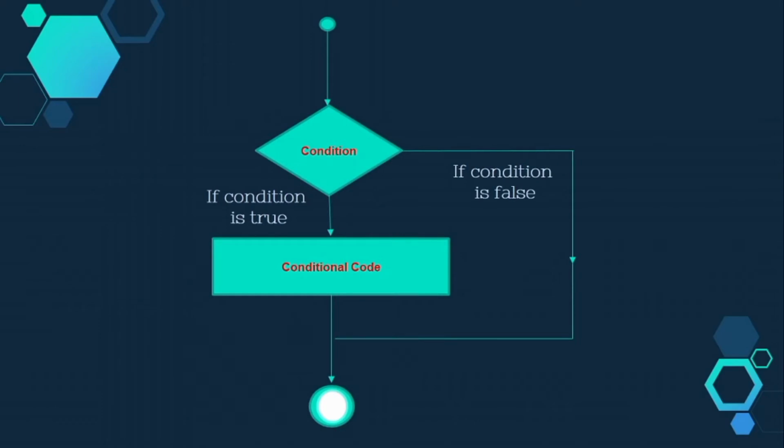So here is the flowchart of the decision-making statement. Decision-making structures require that the programmer specifies one or more conditions to be evaluated or tested by the program, along with a statement or statements to be executed if the condition is determined to be true, and optionally, other statements to be executed if the condition is determined to be false. So this one is the example.